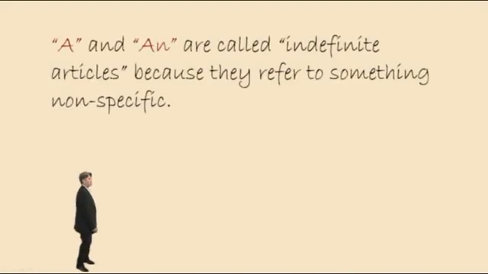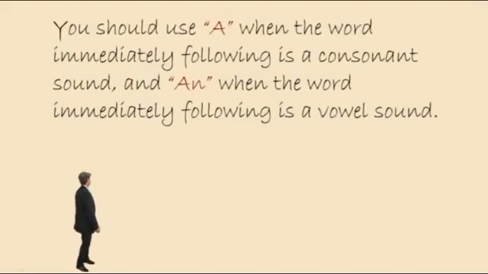A and an are called indefinite articles because they refer to something non-specific. Indefinite, non-specific. You should use a when the word immediately following is a consonant sound, and you should use an when the word immediately following is a vowel sound. What's a vowel? A, E, I, O, U. The vowel sounds.